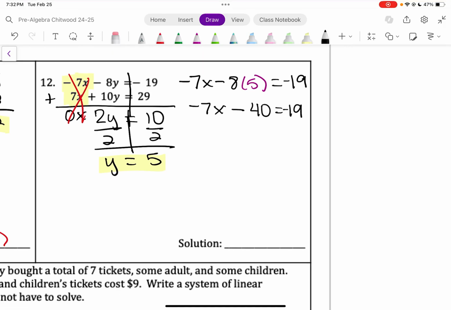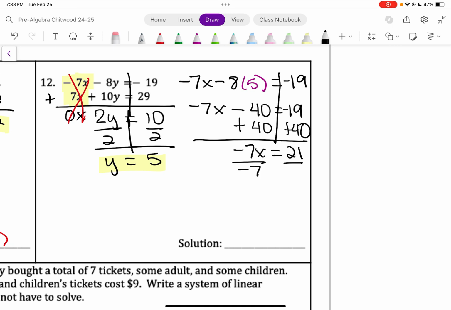Then I want to add 40, and negative 19 plus 40 is, give me one second, 21. So now I have negative 7x equals 21. Divide by negative 7, divide by negative 7, x equals negative 3. That way I can write it as an ordered pair of negative 3, 5.